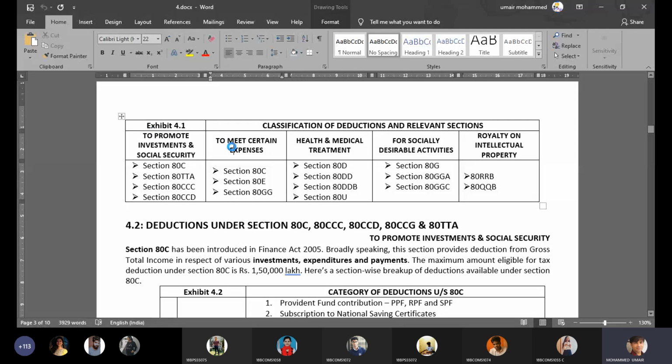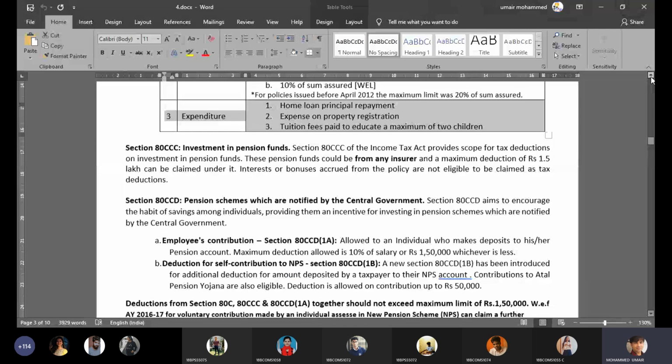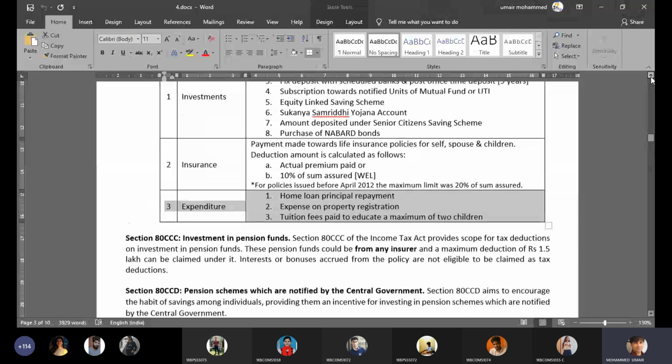Now, 80C has come in two segments here. If you look, 80C exists in promotion of investments and social security. 80C is also mentioned for certain expenses. The reason is simple, because when we discuss this, you know that 80C not just promotes investments and insurance, but it also accommodates certain expenses incurred by the assessee. So what are these expenses?